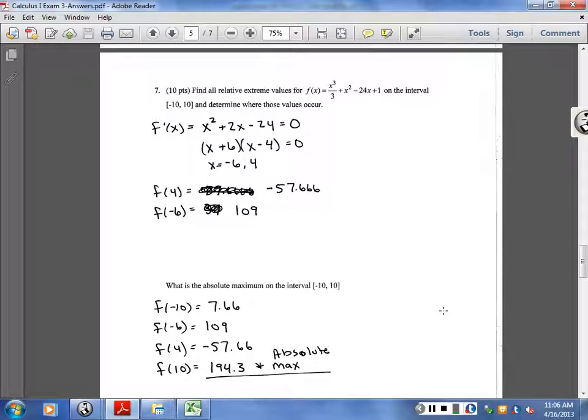Again, I don't know if this was your section or the other section, but so many people got stumped on how to differentiate x cubed over 3. You try to use the quotient rule. The quotient rule is fine. It will give you the right answer if you use the quotient rule correctly. A lot of you put the derivative of 3 as 3. The derivative of 3 is 0.